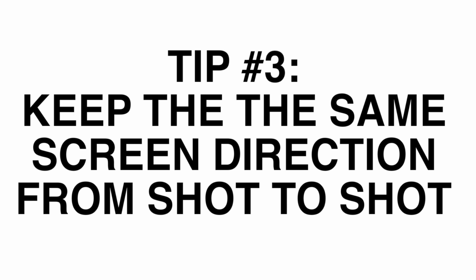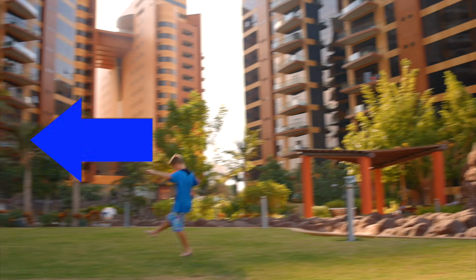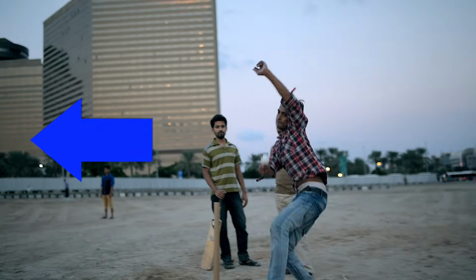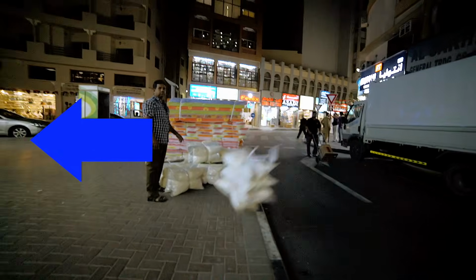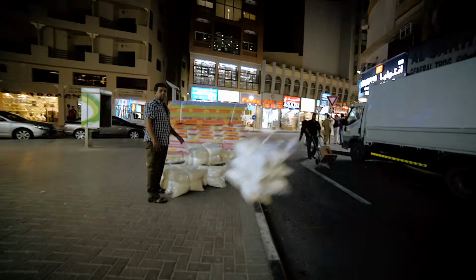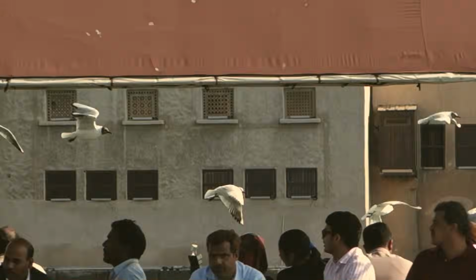Tip number 3. Keep the subject moving in the same screen direction from shot to shot. So what is screen direction, in case you're not familiar with the term? It's the direction things are moving in the 2D world of the screen that they're watching. There's screen right, screen left, screen up, screen down. So whatever direction you choose for your fast cut montage, try to keep that consistent from shot to shot if you want those shots to be associated with each other. It just helps create a better feeling of flow for the audience between the shots.